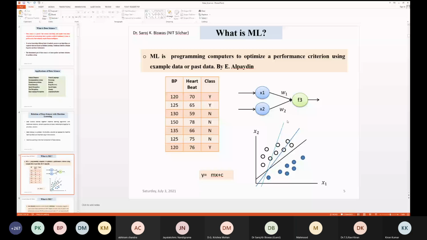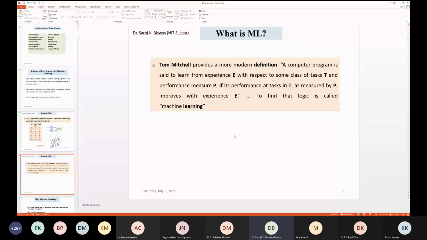Fine. Now, the next question can be, yeah, this is one of the definitions which is the most prominently accepted all over the world, and this is the most modern definition of machine learning, which is given by Tom Mitchell. I'm not going to talk about this definition, because if I talk about it, I will waste my time. I'll give you the slide, no problem here. Then we're coming to the next question.